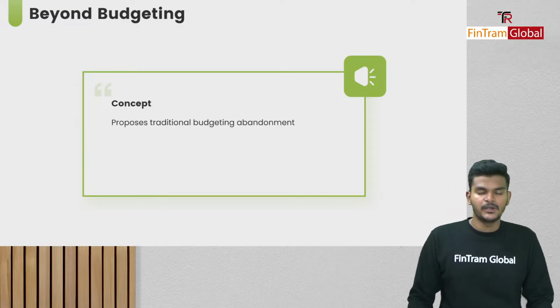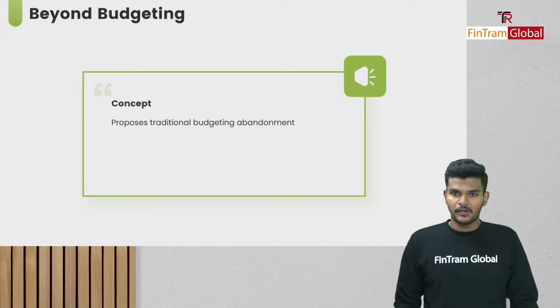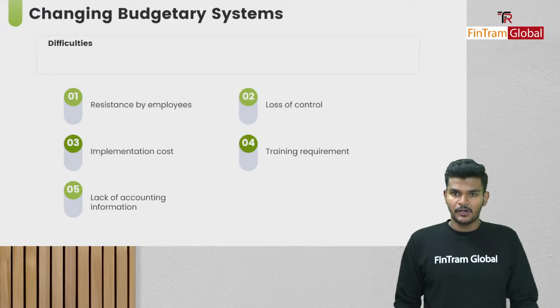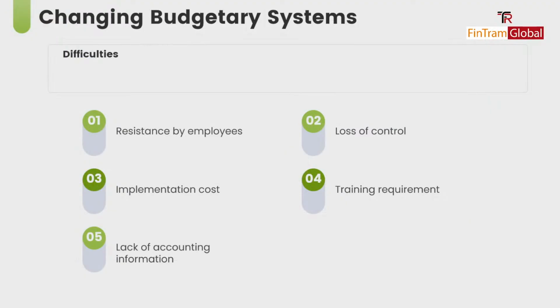So that's basically what beyond budgeting is all about, to put it in very simple terms. Now, moving on to the changing budgetary system. So what's the idea here? When you change from one particular budgeting system to another, what's going to happen exactly?